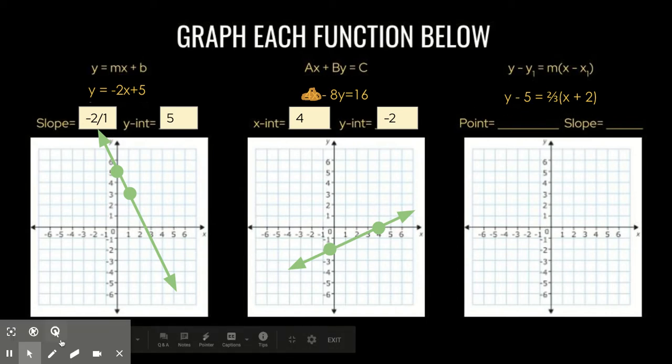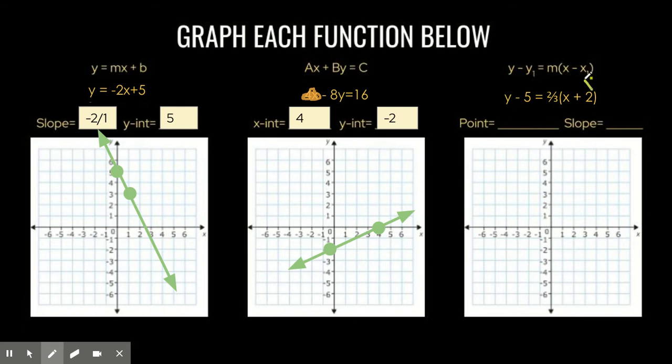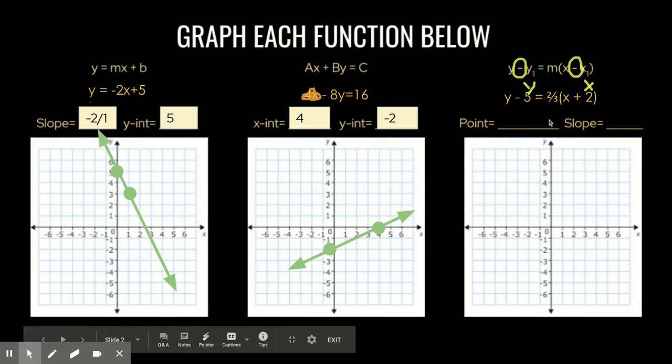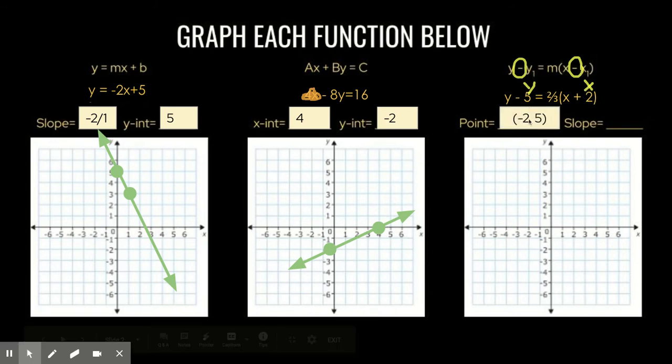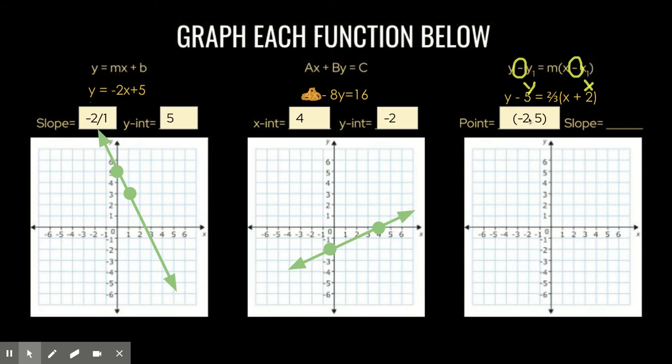Moving on over here, the point from point-slope form, this is the x value, this is the y value, but you have to switch them back to the opposites because of the minuses that are in the equation. Okay, so basically, this should actually be negative 2, and this should actually be 5. So the opposite of 2 is negative 2, the opposite of negative 5 is 5. And then your slope is the number in front of the parentheses right here, which is simply 2/3.